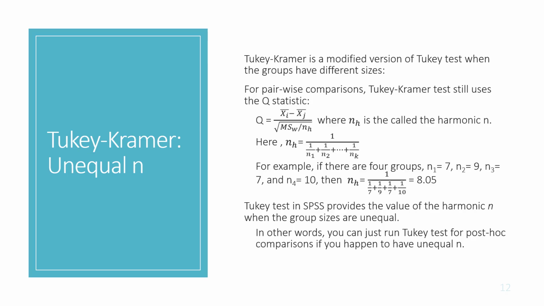The Tukey-Kramer test is a modified version of the Tukey test for when the groups have different sizes. For pairwise comparisons, the Tukey-Kramer test still uses the Q statistic, but a formula is applied to create a harmonic n based on the different group sizes. Once the harmonic n is used, everything else is the same as in the Tukey test.